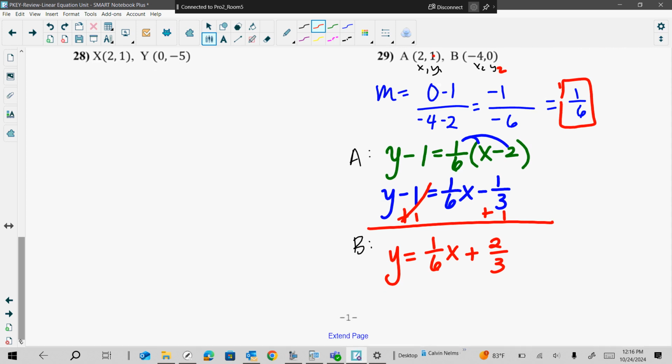Number 29 is different. I'll mark it to change it.